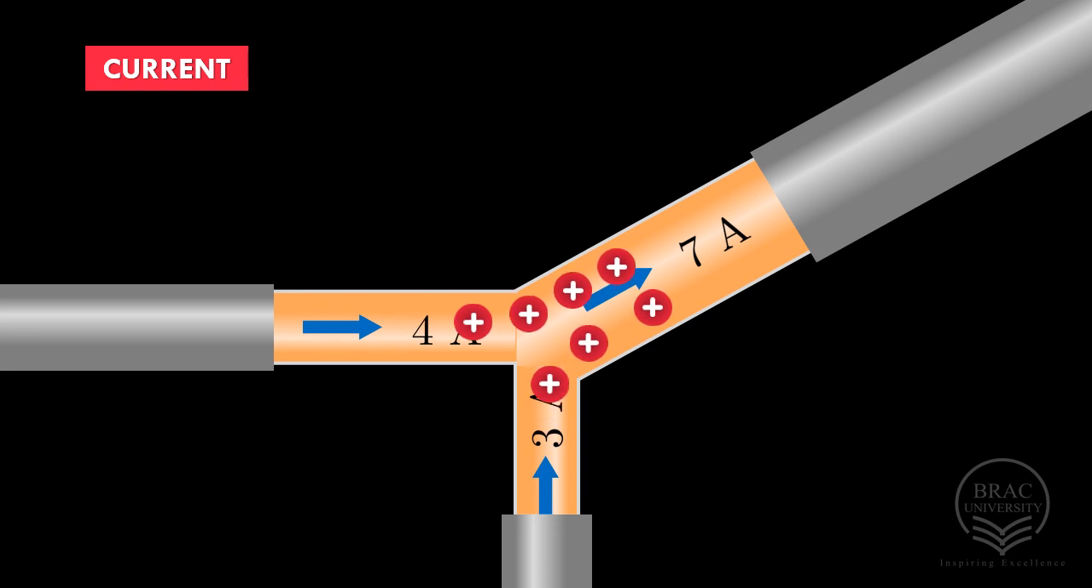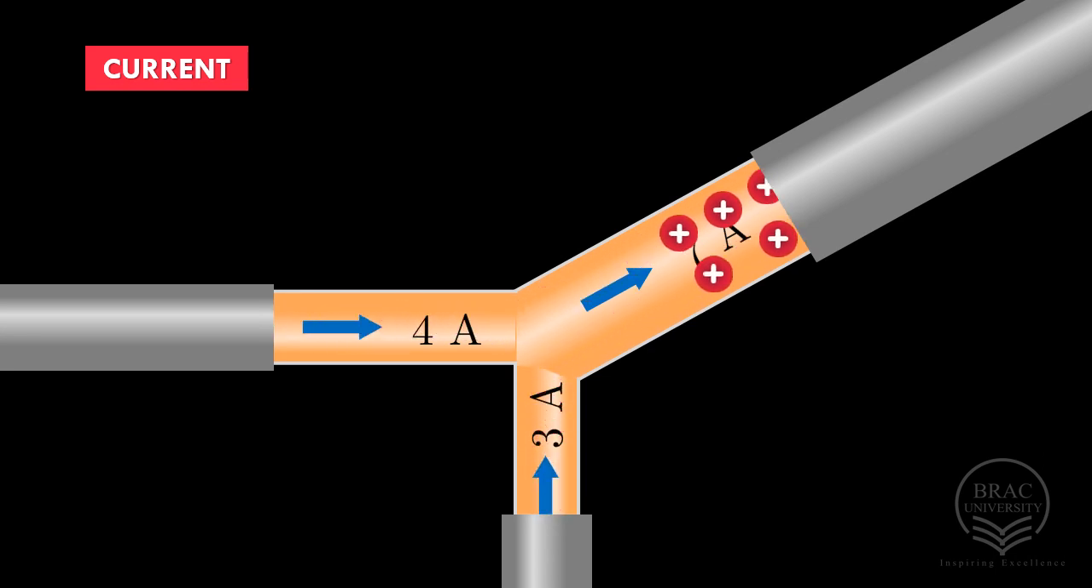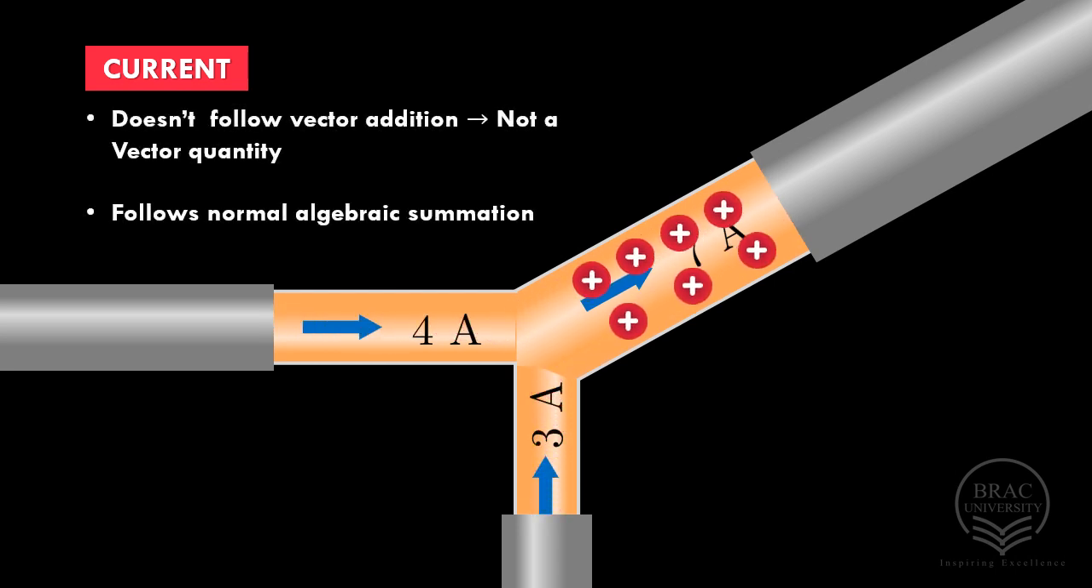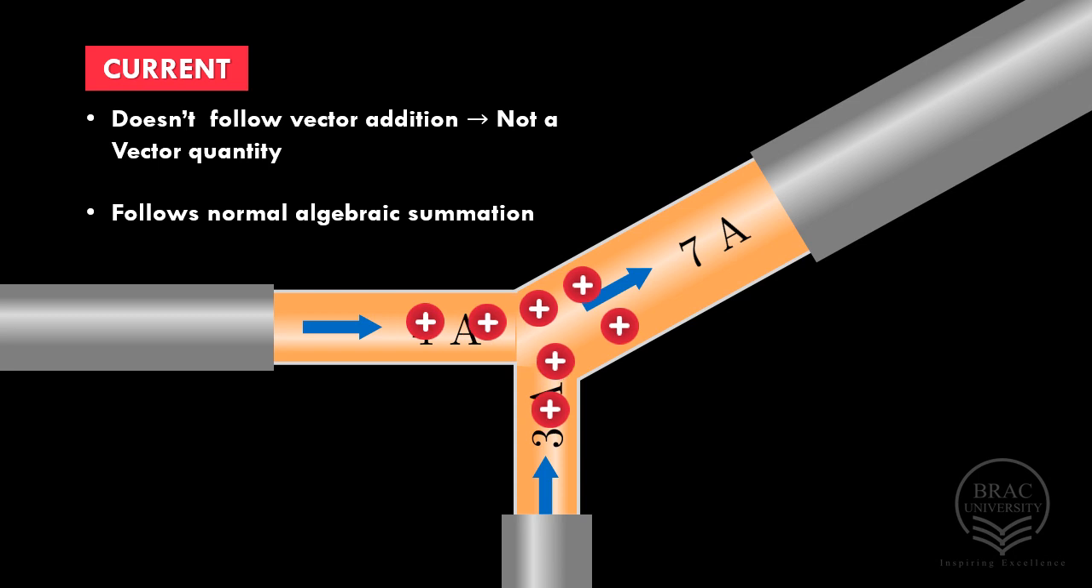The same logic applies to electrical systems as well. If you had 4 coulombs of charge flowing every second from the left pipe, that is 4 amperes of current, and had 3 amperes of current from the lower pipe, you would have a total of 4 plus 3, 7 amperes of current going through the remaining pipe, because these charges have no other way to go. So electric current also follows simple scalar addition instead of vector addition, which means electric current is definitely not a vector quantity, rather it's a scalar quantity.